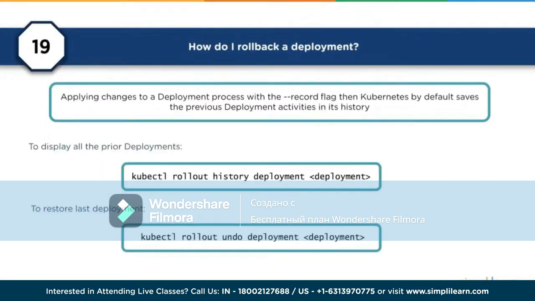So how do I do a rollback in deployment? There's a couple of ways you can do the rollback. The first is if you want to see the rollout history, you would write kubectl rollout history deployment and then in square brackets deployment. If you want to just restore to the previous rollout, the command would be kubectl rollout undo deployment and then in square brackets deployment, and that would take you back to the previous deployment.